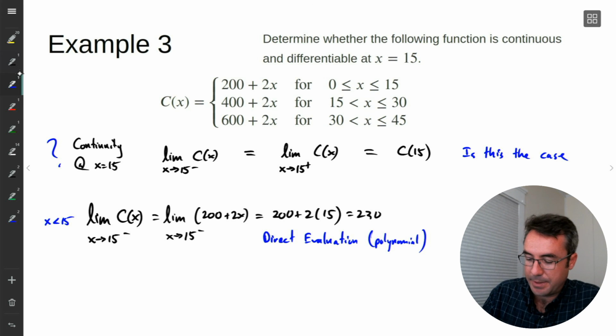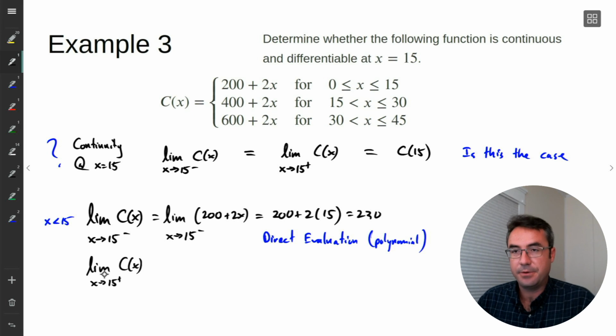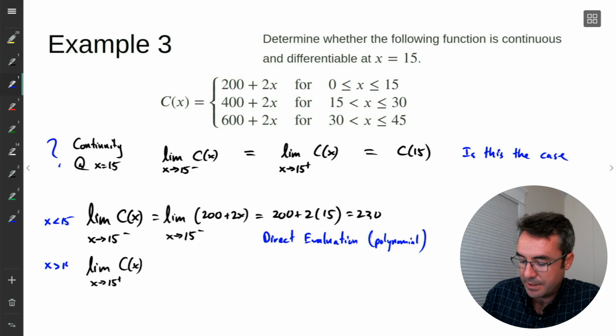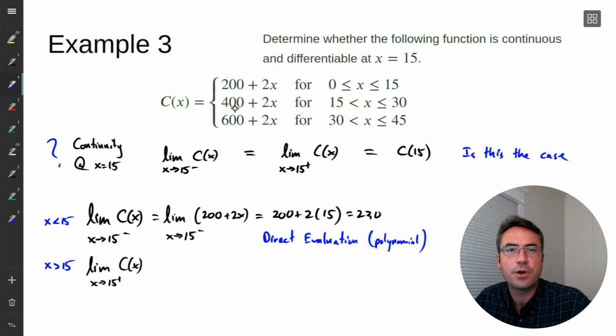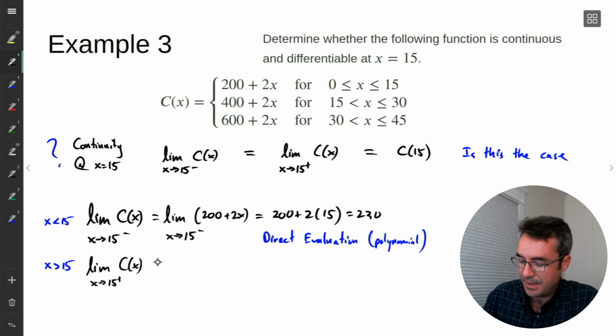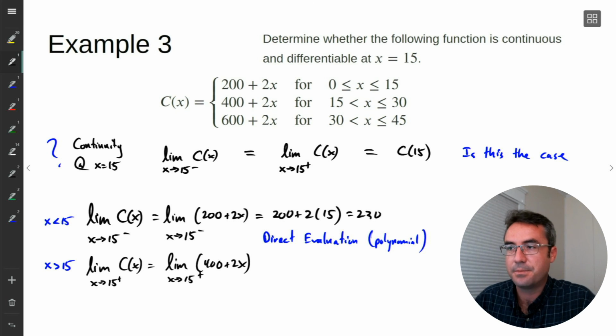Now, what about the right side limit? Let's do the right side limit, as x approaches 15 from the right. Now, x is getting closer and closer to 15, but we're using values that are slightly bigger. So x is going to be slightly bigger than 15. In order to calculate this limit, we need to use that second piece, 400 plus 2x. So let's fill that in. We're going to do the limit of 400 plus 2x as x approaches 15 from the right.